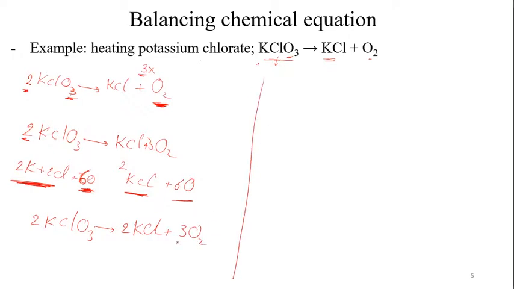If I count the number of atoms on both sides, I can see that on the reactant side I have 2 potassium, 2 chlorine, and 6 oxygens. And on the product side, I have 2 potassium, 2 chlorine, and 6 oxygens. So now I have the same number of atoms on both sides of the equation for each element.